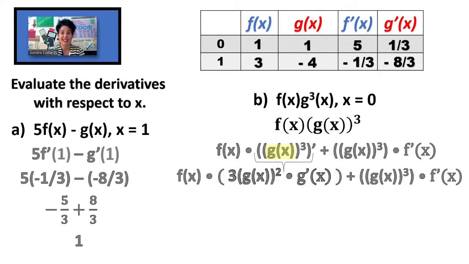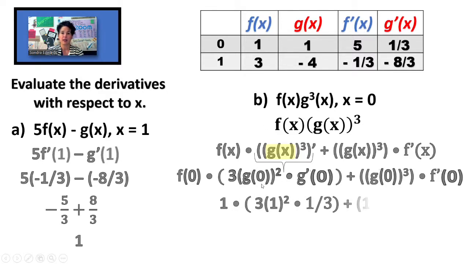We're ready now to substitute in 0 because we wanted the derivative at 0. Going up to our table, we just start finding the values. So f evaluated at 0 is 1, g evaluated at 0, going across from 0, I get 1, and so forth. Little simplifying, 3 times 1 squared is 3, and 3 multiplied by a third is 1. 1 times 1 is 1. And then we have 1 cubed times 5. And so our final answer is 6.